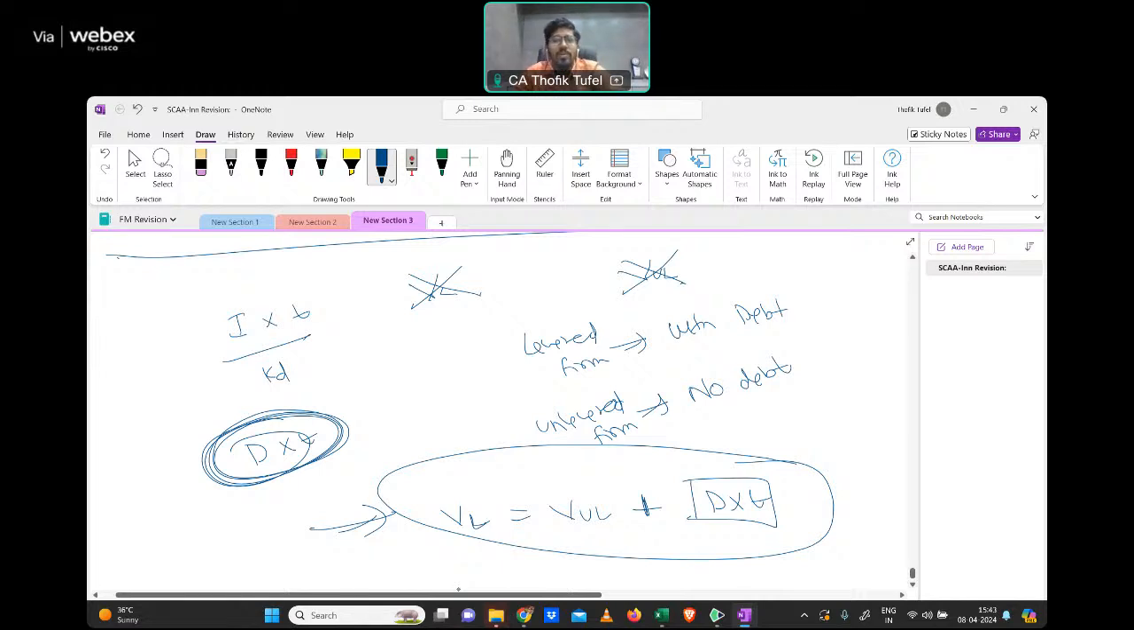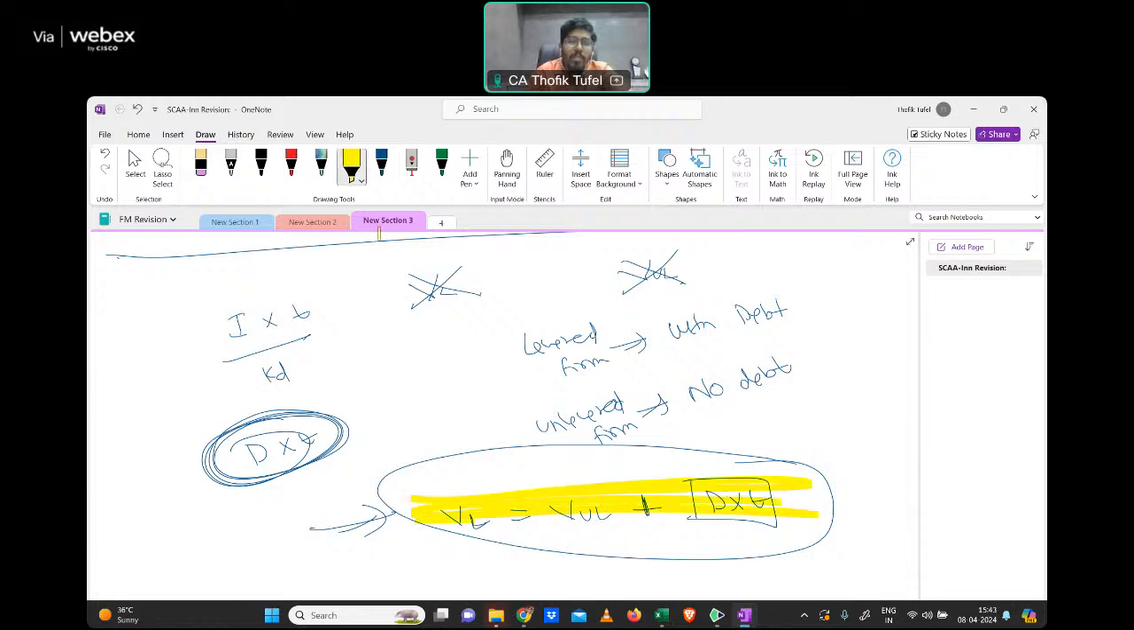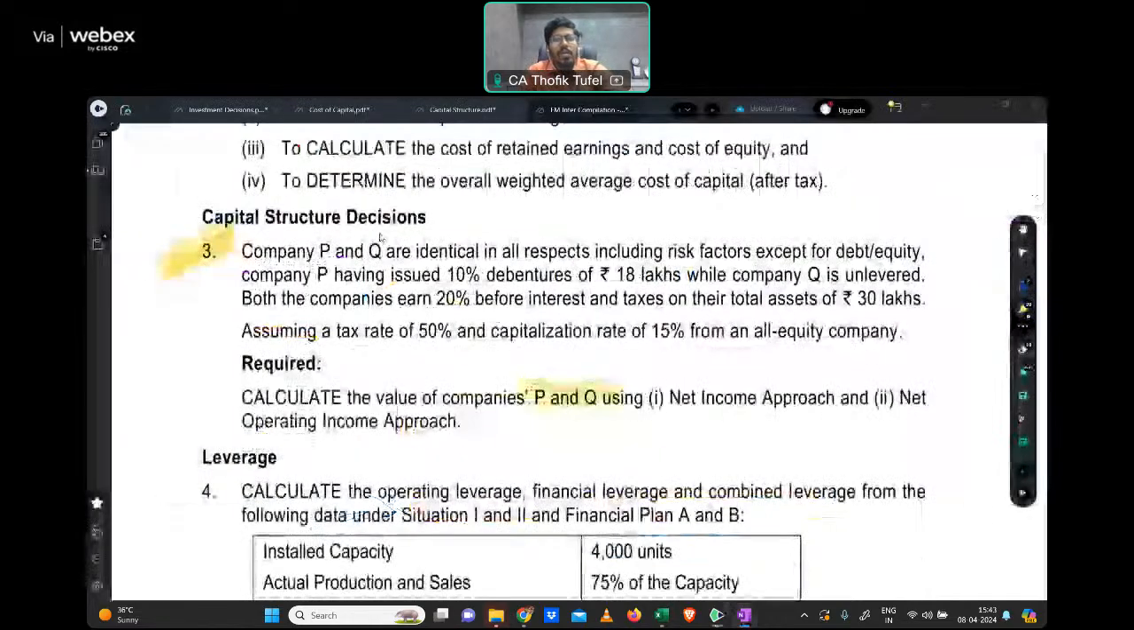Okay, in the formula, this is one more formula. Whenever taxes are coming, only then you have to use this formula. Now you do this problem. Use the net income approach and the net operating income approach to do this problem. I'm giving you a 5 minute time, or 5 to 7 minutes for the problem.